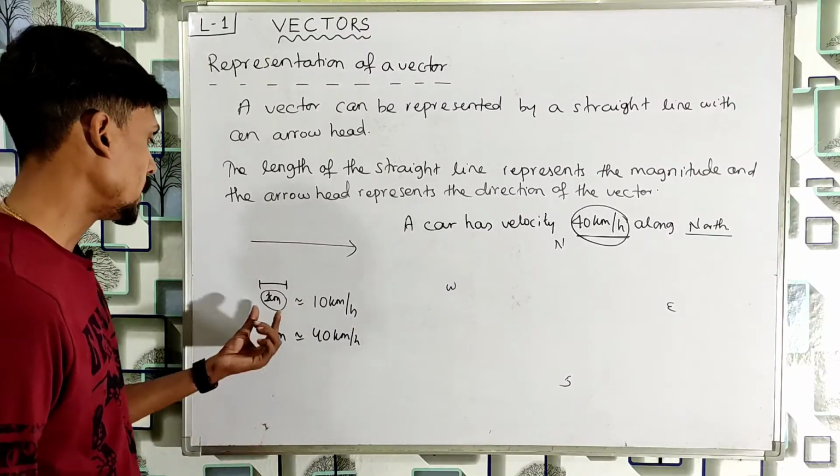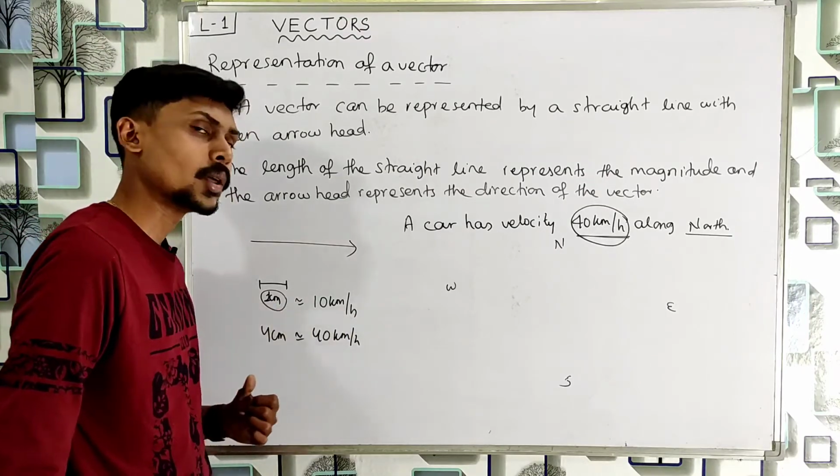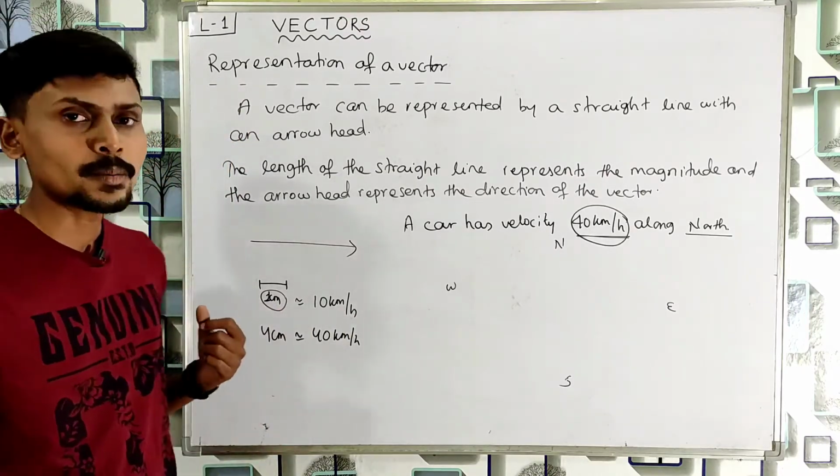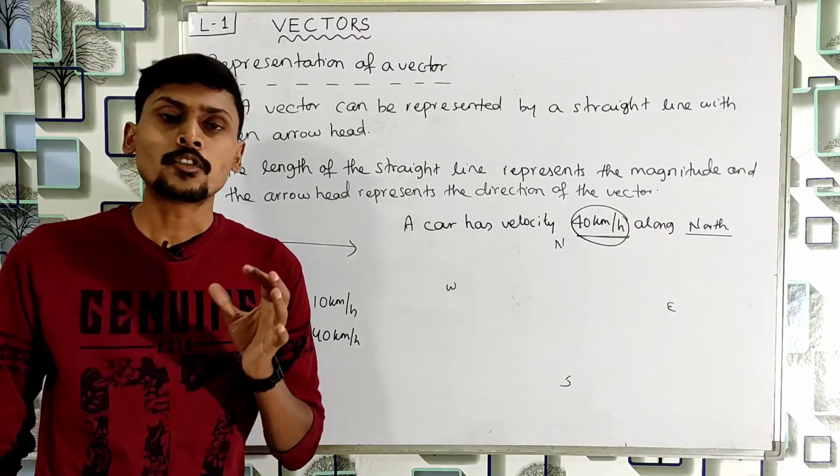If I choose 1 centimeter as 10 kilometer per hour, then 4 cm length will be equivalent to 40 kilometer per hour.